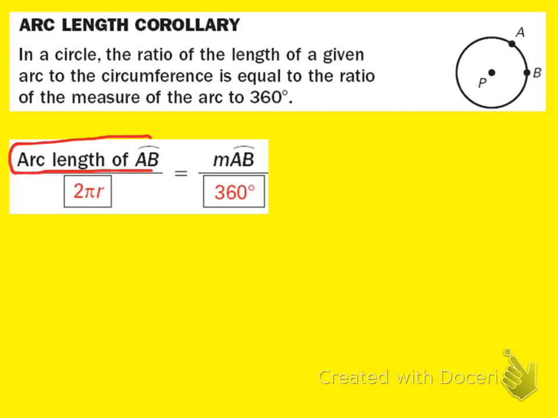A piece of the circumference over the entire circumference is equal to a piece of the measure of the circle, which is an arc length. That's a fraction of the entire distance or degree measure of a circle, and then this is the entire degree measure of the circle. Okay, so arc length over circumference would be equal to measure of an arc. Remember, arcs are measured in degrees over the total degree measure of a circle. So this is one way to do it, set it up as a proportion problem.